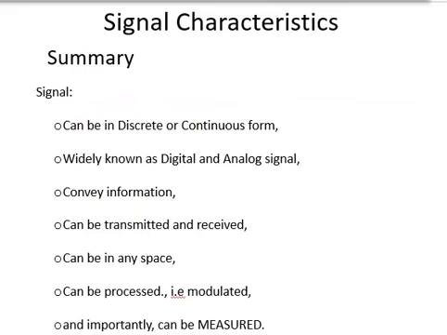As a summary for this subchapter, signal characteristics, we can say that a signal can be in discrete or continuous form, widely known as digital and analog signals, convey information, can be transmitted and received, can be in any space, can be processed, and importantly, can be measured.